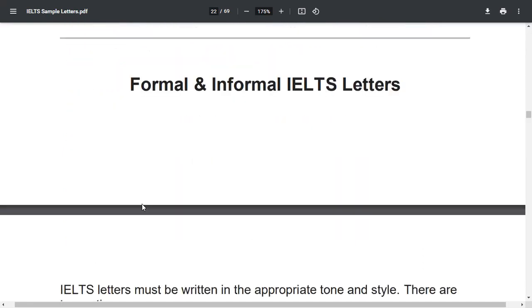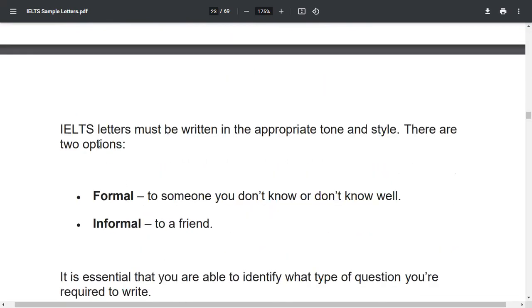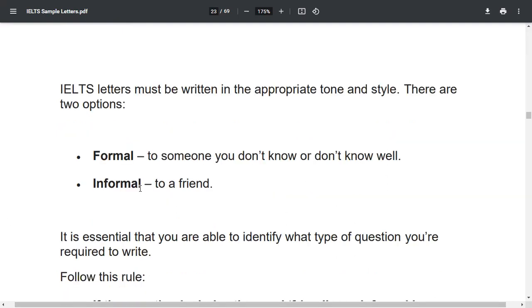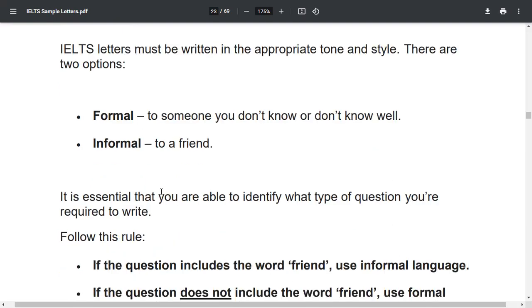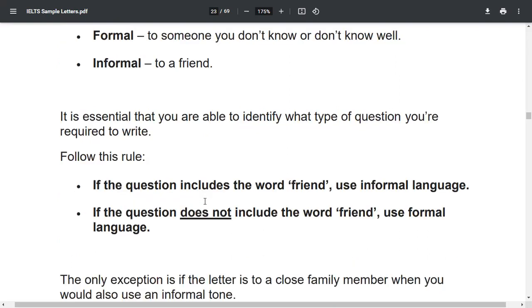But before, let's find out if it's a formal or informal letter. So IELTS letters must be written in the appropriate tone and style. There are two options. Formal, if you are writing to someone you don't know or don't know well. Informal, to a friend or a family member. So it's essential that you are able to identify what type of question you are required to write. Follow this rule. If the question includes the word friend, use informal language.